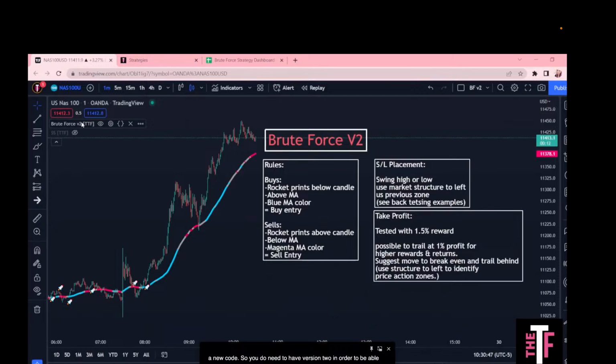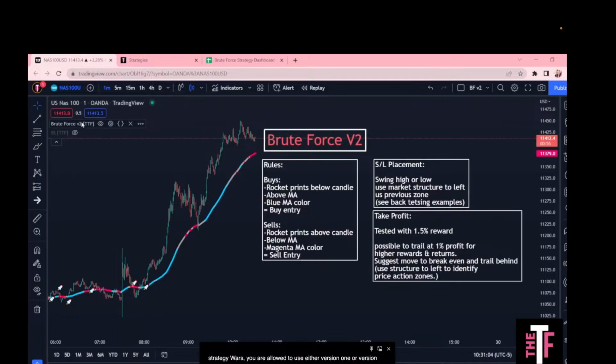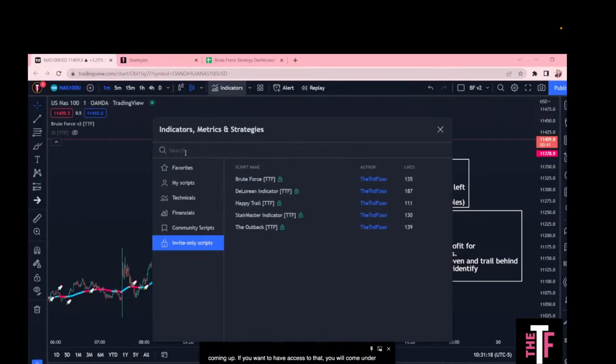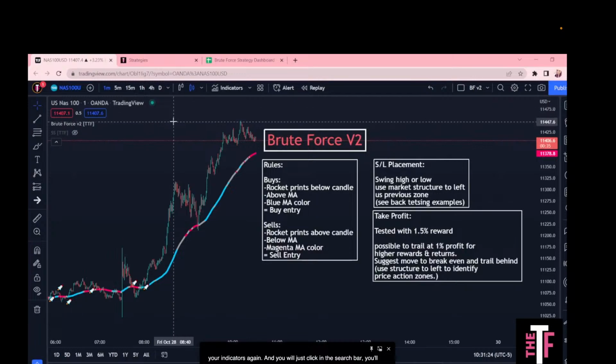Just an FYI, if you are used to trading the first original version and you want to still use that for strategy wars, you are allowed to use either version 1 or version 2. Both are eligible for strategy wars whenever we have them coming up. If you want access to that, you will come under your indicators again and just type in the search bar brute force by TTF and it will show up for you. That will now be free to the public, so anybody can use that version of it, but version 2 will be just for the trading floor members. So if you guys want the new version, make sure that you are reloading it onto your chart.